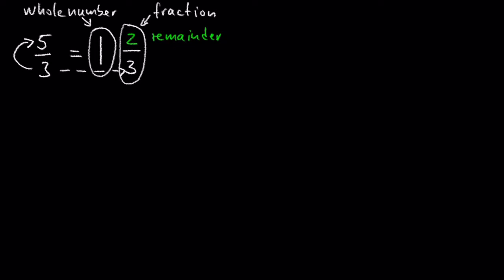What about this example? 22/7. 7 fits into 22 3 times, because 3 times 7 is 21. How far is it from 21 to 22? Just 1. Write the 1 in the numerator and keep the denominator the same, and we are done.